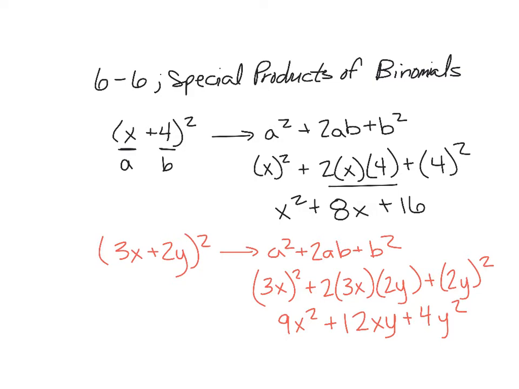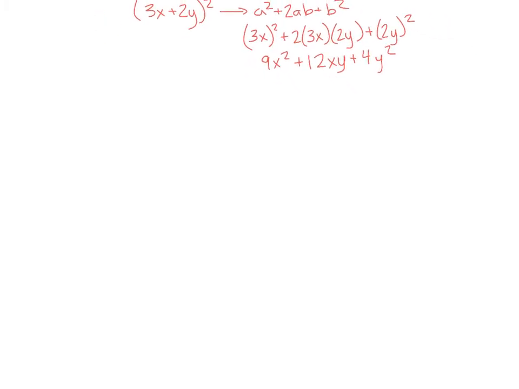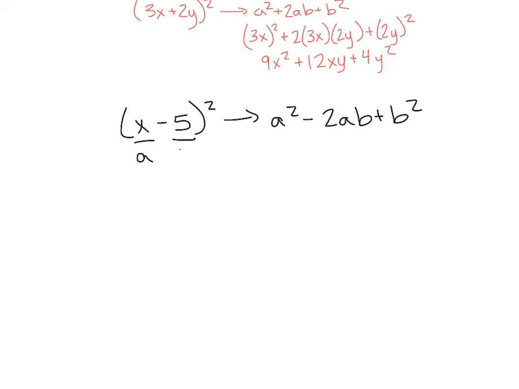If you're given the form of two terms but with a minus sign in the middle, you can write it out like this: a squared minus 2ab plus b squared, where again, first term's your a, second term's your b. So we would write this out as x squared minus 2 times x.